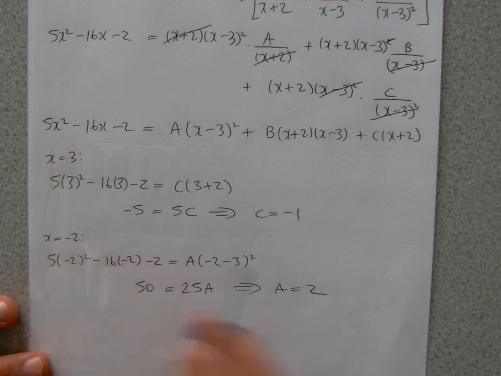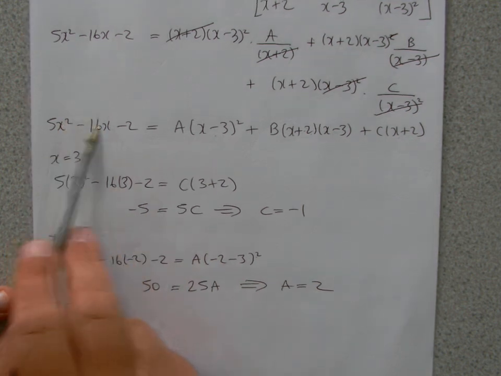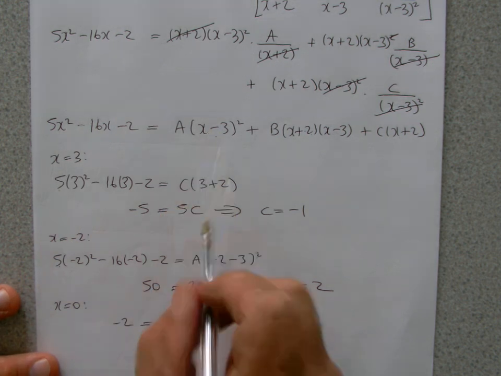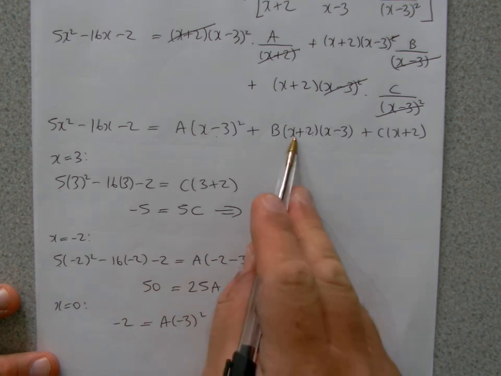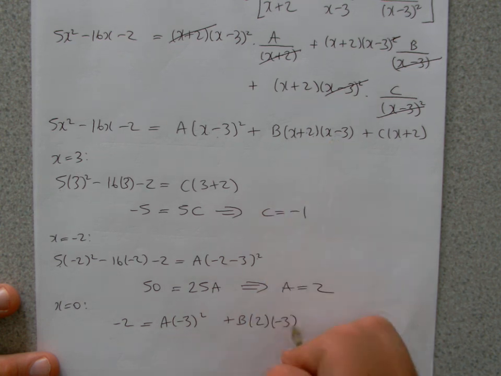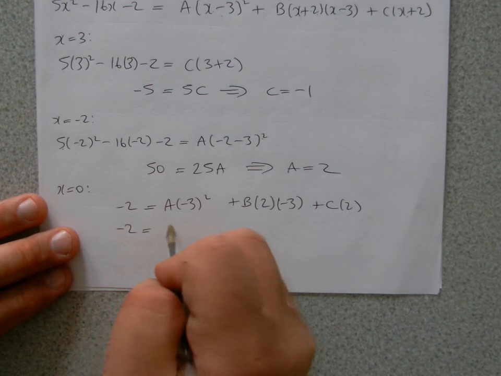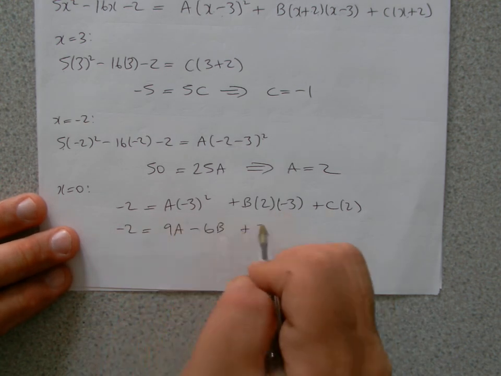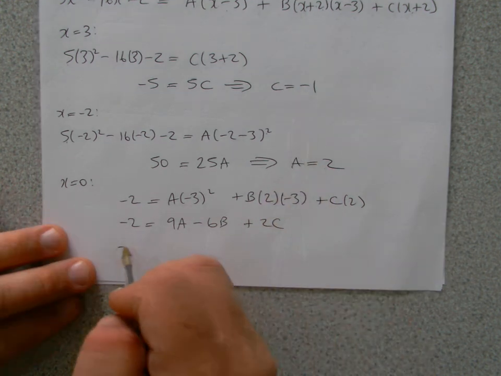Now, you can be smart as well. So if I set x to be 0, then there's less work for me to do. So setting x to be 0, well, that will disappear. So I just got negative 2 there. Put 0 in there, I'm just left with negative 3, all squared. Put 0 in there, that will be left with 2. 0 in there, I'm left with negative 3 there. And 0 in there, I'm left with 2 in there. So this all becomes 9a, when you square that, minus 6b plus 2c. Now the good thing is, I know what a and c are, so I can plug that in.